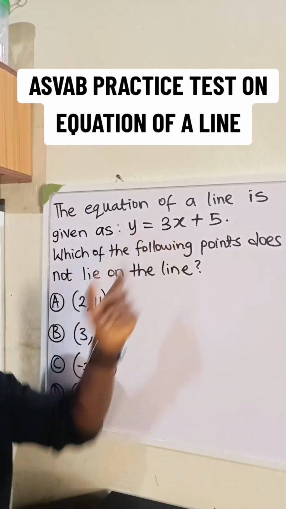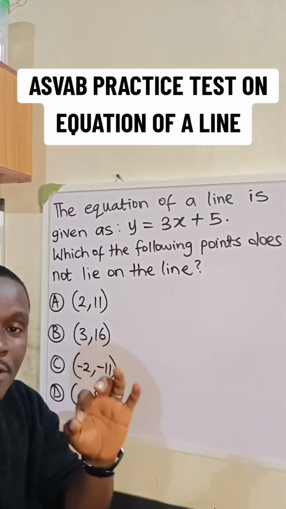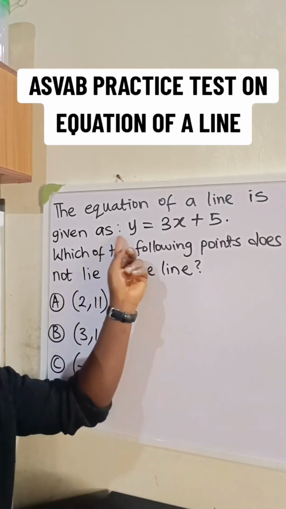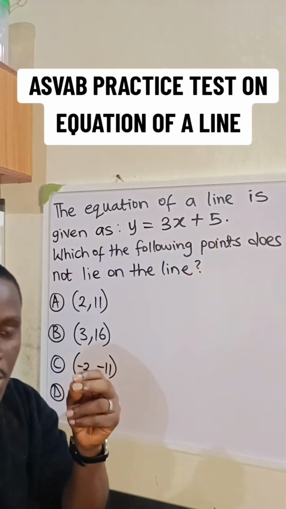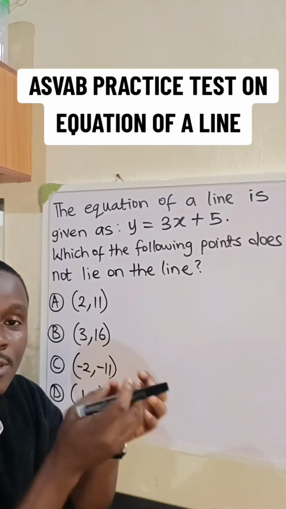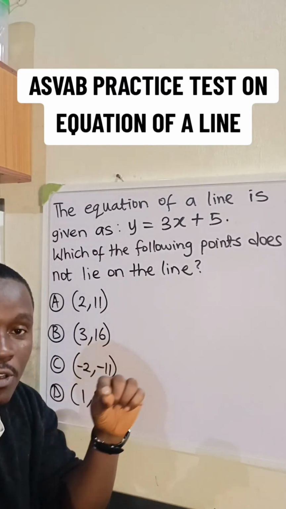So this equation represents the equation of a line. This means every point that falls on that line must satisfy this equation. So if you try out a particular point and that particular point does not align with this equation, it means that that point is not on the line.